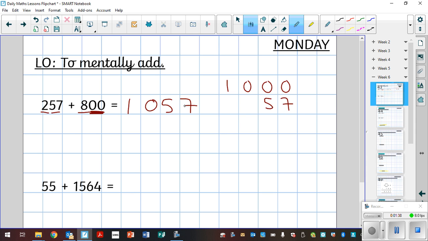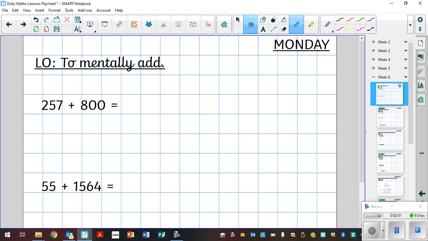How do we know we're right? We check it again. 800 plus the 200 is 1,000, and then we've got 57. But we just need to remember that we've got those in the right place value. We've got 1,000, 0 hundreds, 5 tens, 7 ones. Let's have a look at the next one together then.